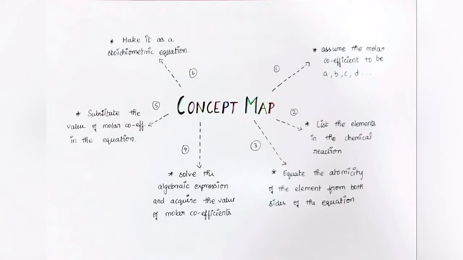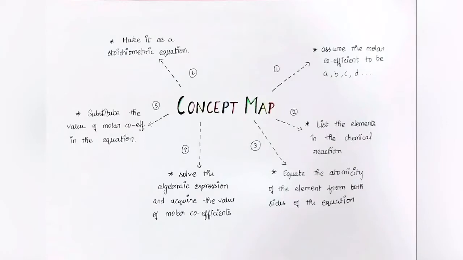So we all know that the molar coefficient is the basic step for balancing a chemical reaction. And for an unbalanced reaction, we don't know the molar coefficients of the compounds. And so we put variables in place of the molar coefficients. And the second step is to list the elements in a chemical reaction.